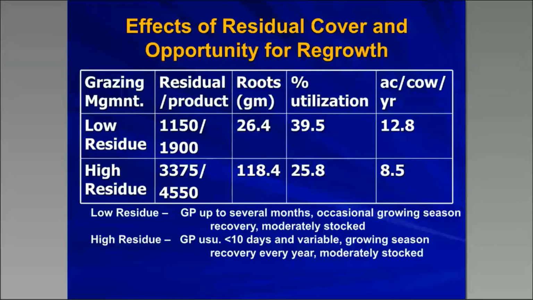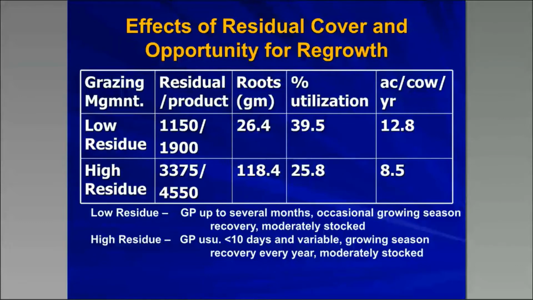We took root cores down to about a foot deep, just took the soil out and then washed it over a window screen and weighed the roots that were left on top of the window screen. And you can see we had about 5 times the roots in the bottom guy versus the top guy. The bottom guy was running about half again as many cattle per acre, or was using about 2/3 of the acres per cow as the guy on top.